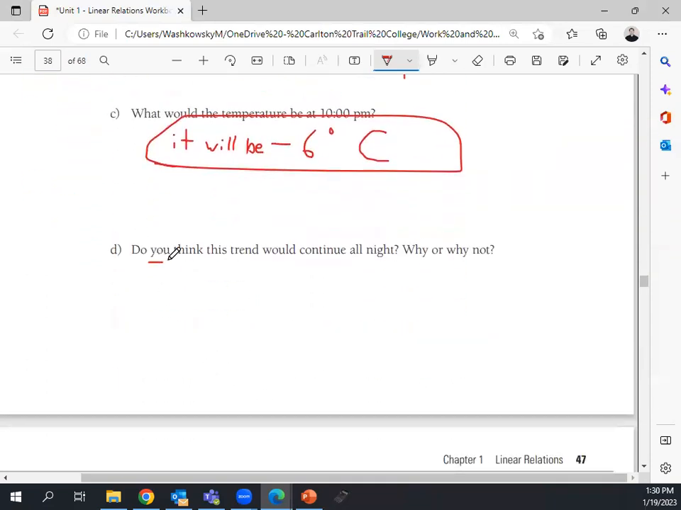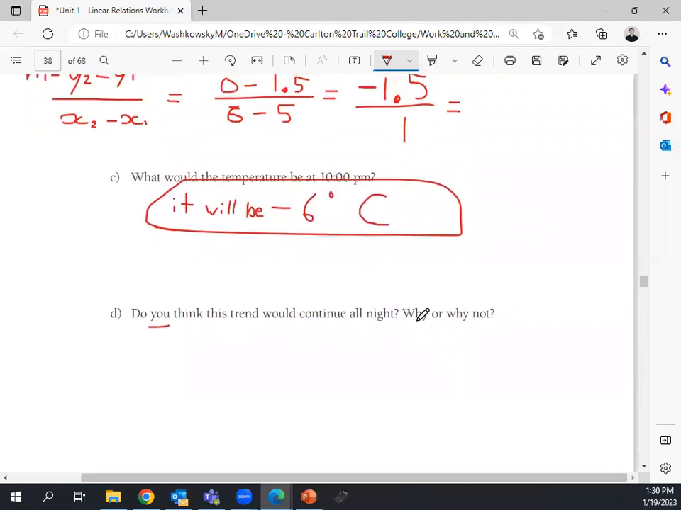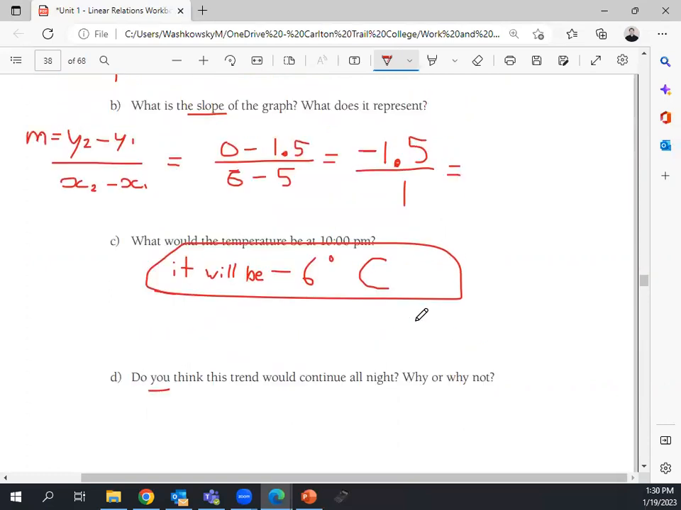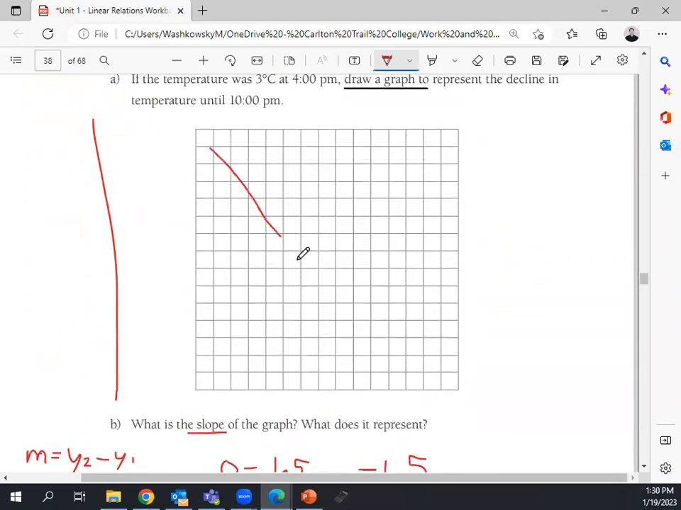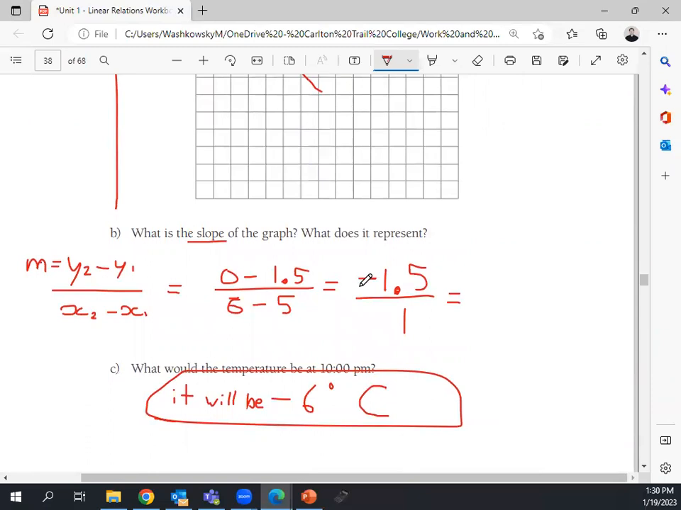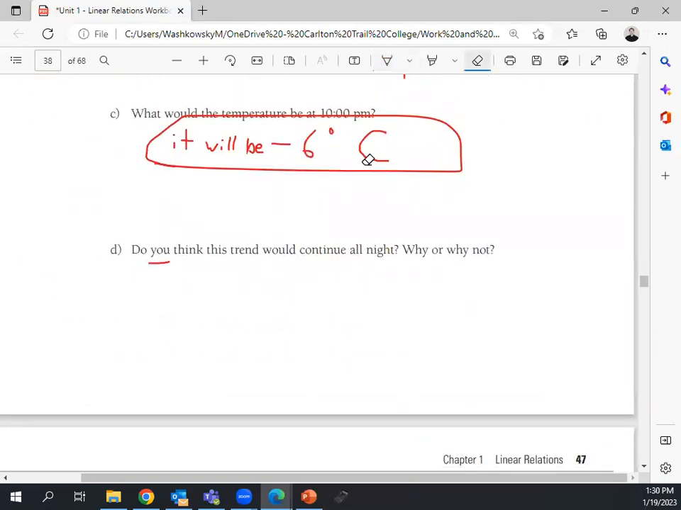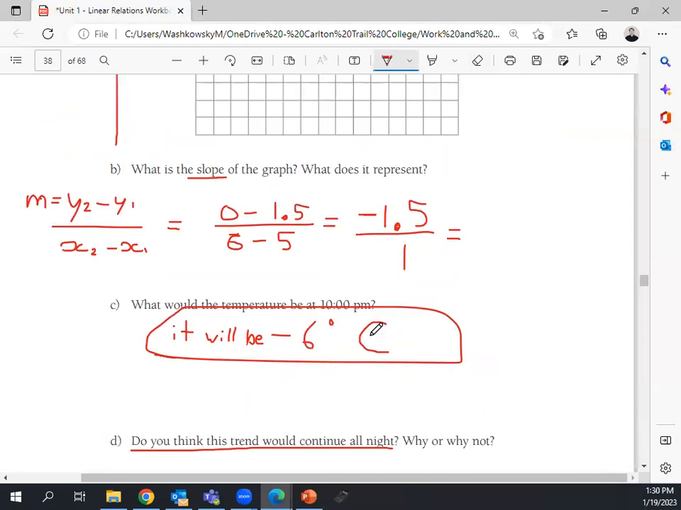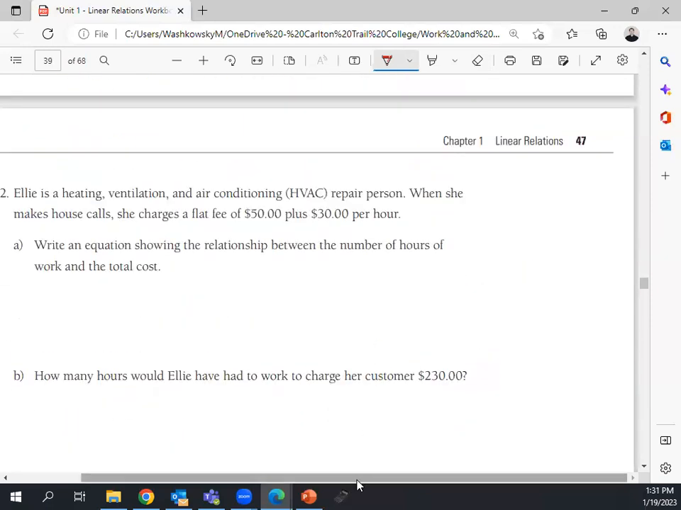And then question B, do you think this trend would continue all night? Well, it's just an approximation, but the temperature is not going to go down forever and ever, right? The temperature goes back up when the sun rises again. And that's fair too. It's not a very clear question. So as long as you had some type of reason, that's okay there. But would it continue? It's possible. It might. We don't know, but we know once it's morning again, it's going to start rising back up again. At least that's a good assumption to make.